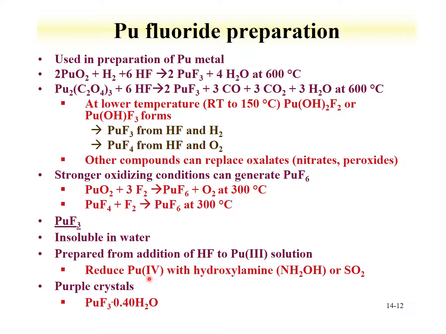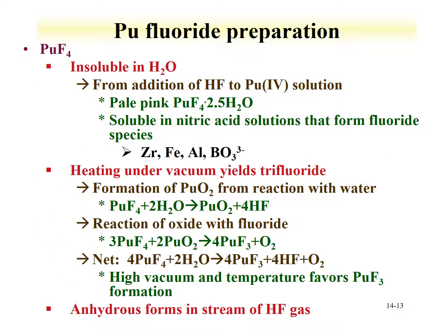So if you had a plutonium-4 solution in HF and you hit it with hydroxylamine, you can reduce the plutonium down to the 3, and one of the results of that would be a precipitation of the fluoride compound. Purple crystals are yielded that are slightly hydrated. Plutonium tetrafluoride can be formed from the precipitation of plutonium-4 compounds in HF solutions. The compound is pale pink, and it's hydrated.